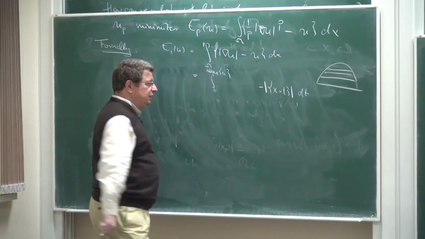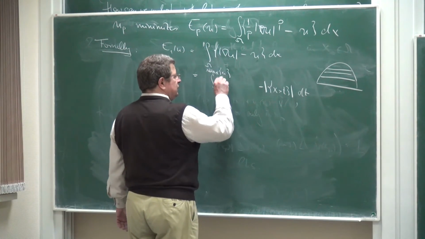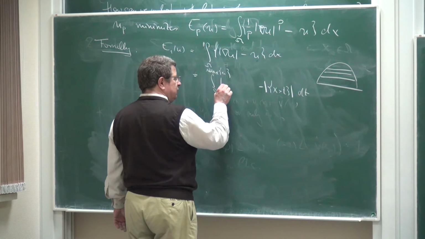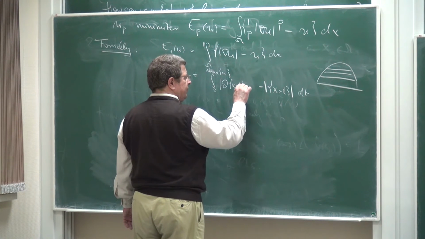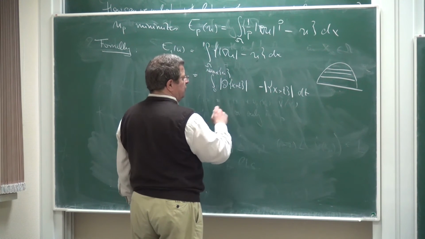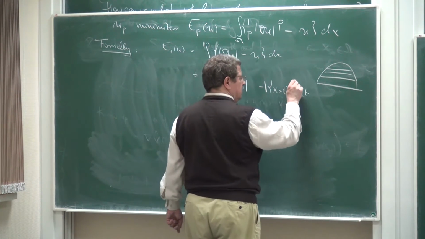And this one here can be expressed by the co-area formula. So this is nothing but the boundary of the set u greater than t. And that has n minus 1 dimensional measure, and we integrate that one. Okay.